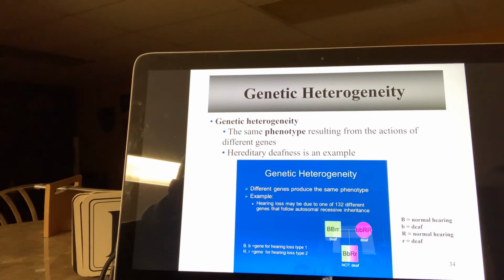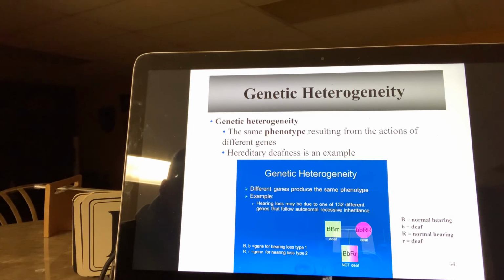For this example here, they give you 2 pairs of alleles. They give you the B allele and the R allele, okay? And it's a dominant recessive relationship. So if you have the large B allele, that's normal. The small b is deaf. So if you get 2 small b's, you're deaf. If you get 2 small r's, you're deaf. So for example, this individual here has 2 small r's, so they will be deaf. This individual has 2 small b's, so they will be deaf.